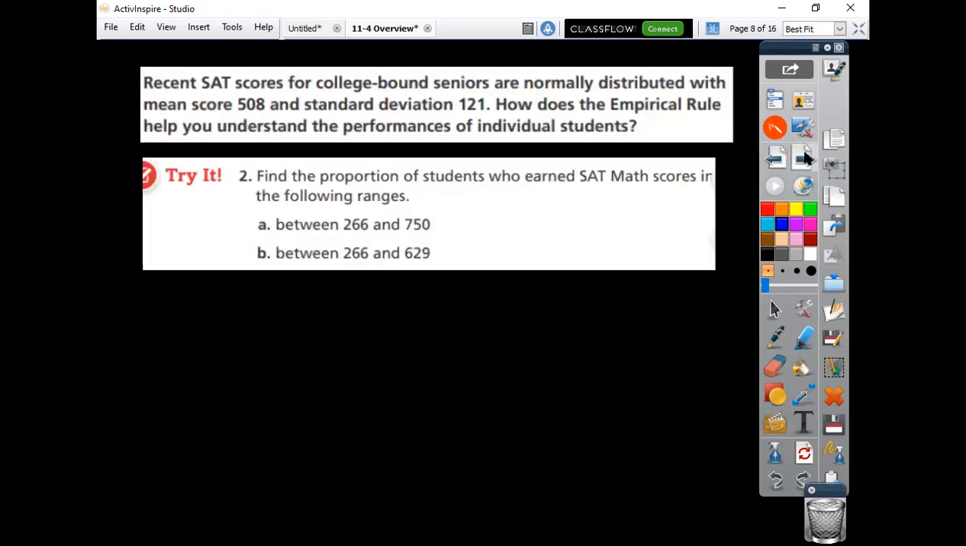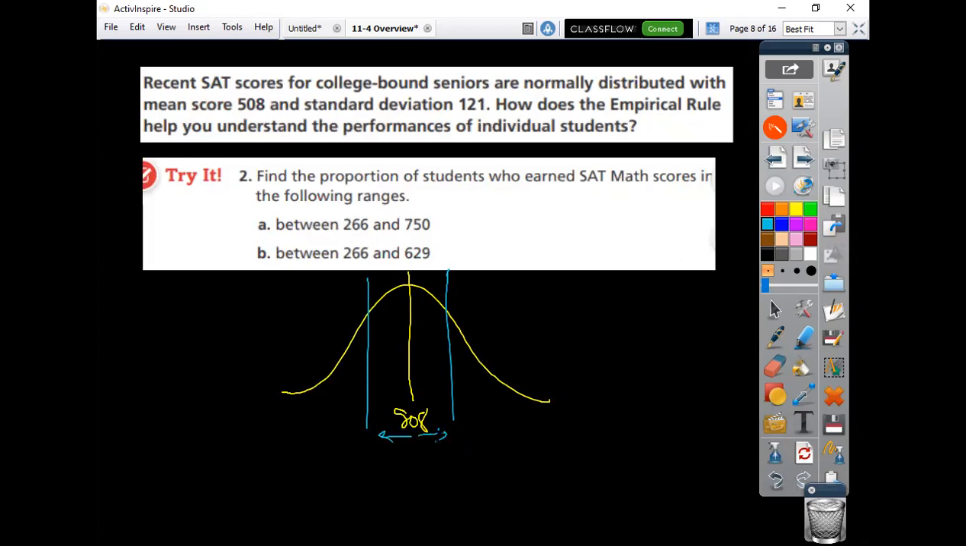Take a look at one like this, ACT. So I like these problems to draw a picture. So imagine that's a normal curve. The mean, 508, in the middle, and then standard deviation of 121. So if we go out here, this first 2/3, 121 below there, 121 above there.